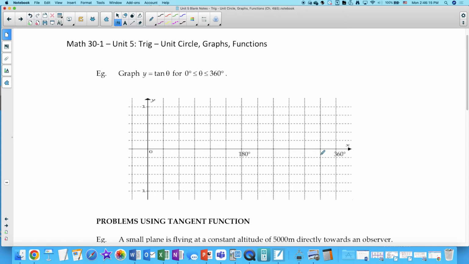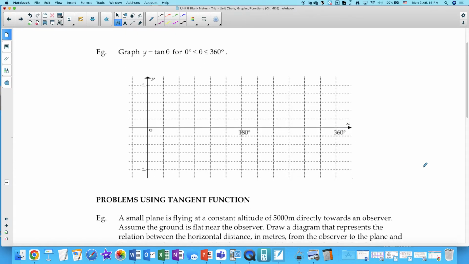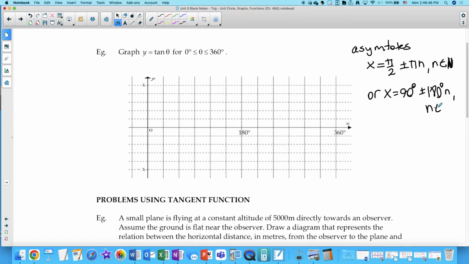Okay, so I know that my asymptotes are at x equals pi by 2 plus or minus pi n. Now in degrees, pi by 2 is 90 degrees, plus or minus 180 degrees n. N is an element of the natural numbers. So I'm going to start here at 90, and then the next one will happen at 270.